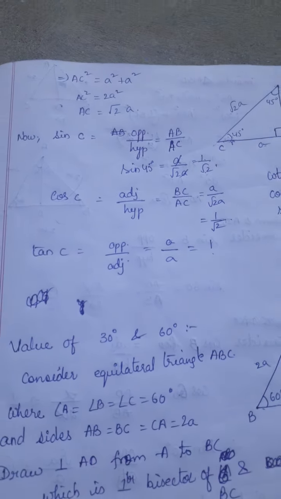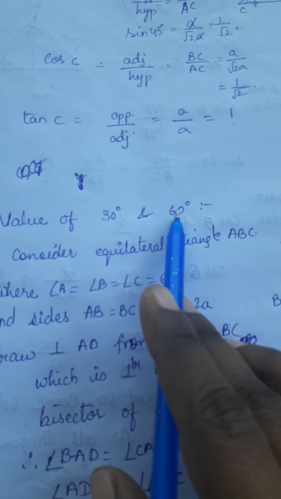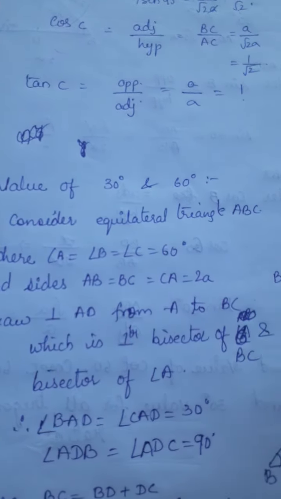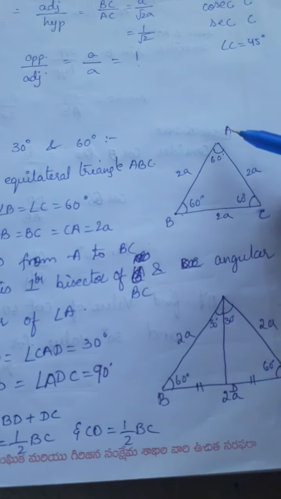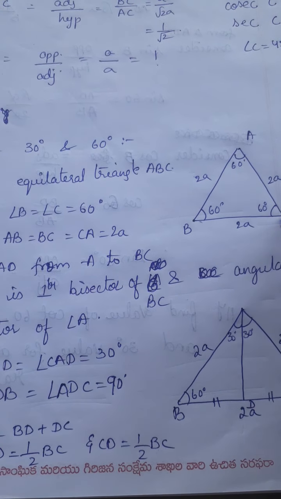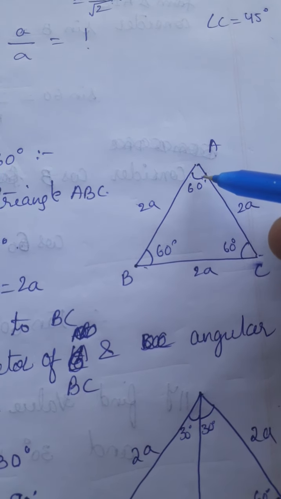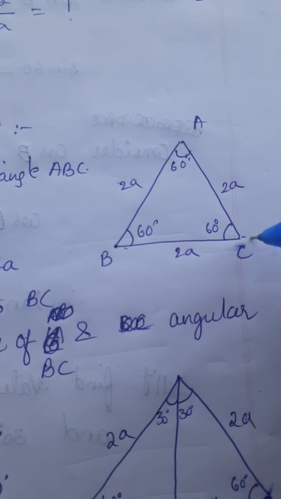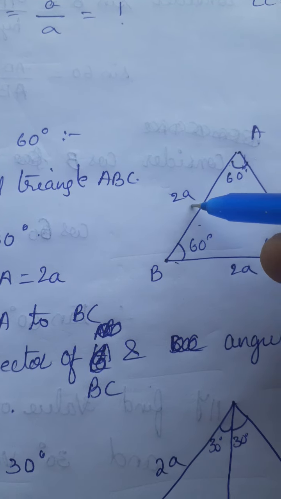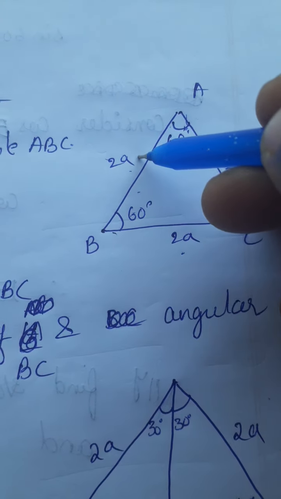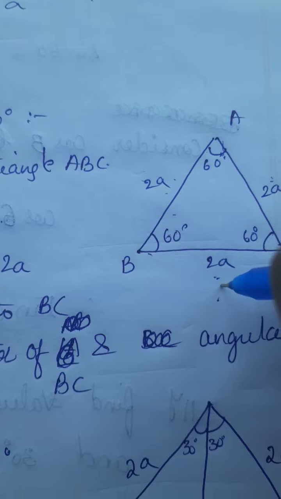Next, we are going to find the value of 30 degrees and 60 degrees. It will be a little tricky. Listen carefully. Now here we are going to consider an equilateral triangle. So here I have considered an equilateral triangle ABC. We know in an equilateral triangle the angles and the sides are equal. Here three angles are 60 degrees and I have taken the three sides as 2A. So all the three sides are 2A.